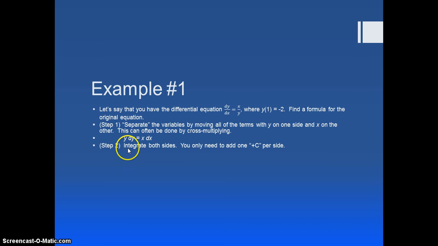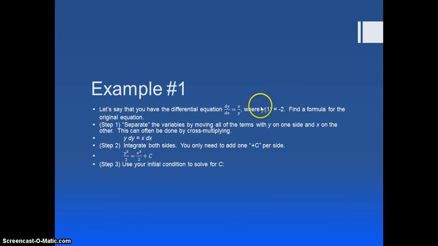Then we integrate both sides. And since we have a y dy, we're integrating with the y variable. You're going to only need to add 1 plus c per side, and the reason for that is, although we do really have 2 plus c's, when you subtract 1 c to the other side, you still get a constant. So instead of writing multiple plus c's, we combine that all into 1 plus c to make our lives easier.